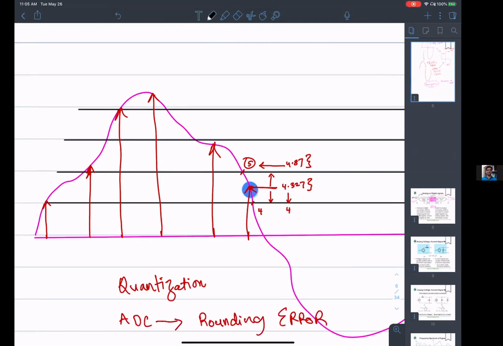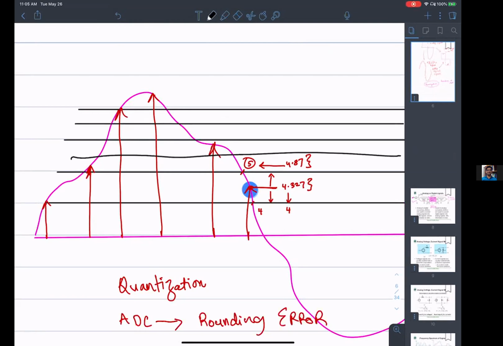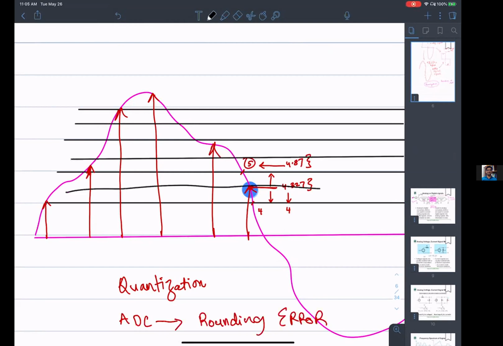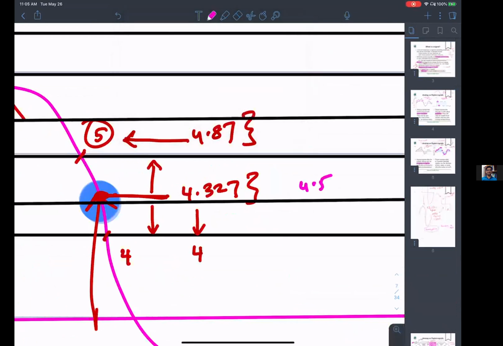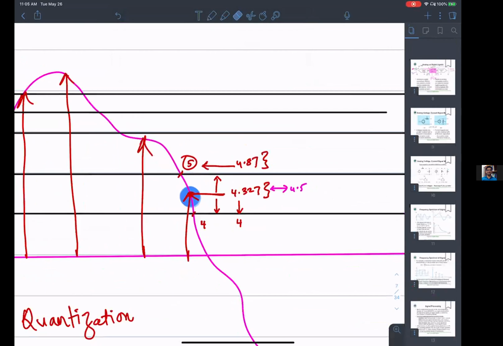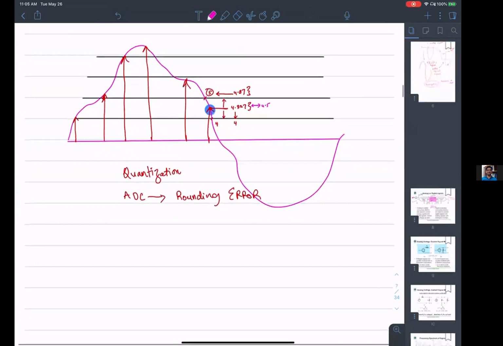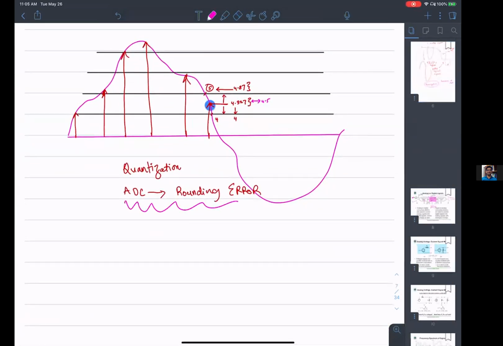Okay, so the idea is if you increase the number of these levels, then it's going to be more accurate. So instead of rounding it down to 4, you can round this 4.325 to 4.5. Then the error is much less. So the idea is by increasing the number of levels or the number of bits, you can increase the accuracy. The rounding error will be reduced.